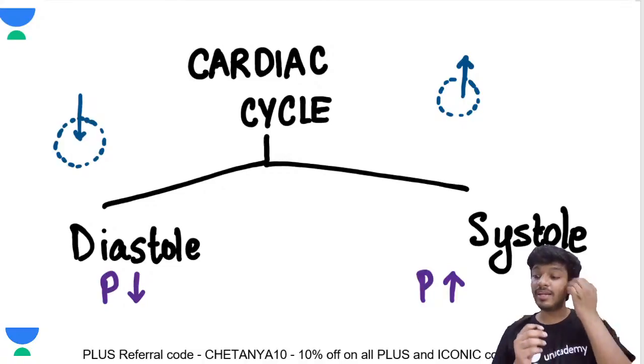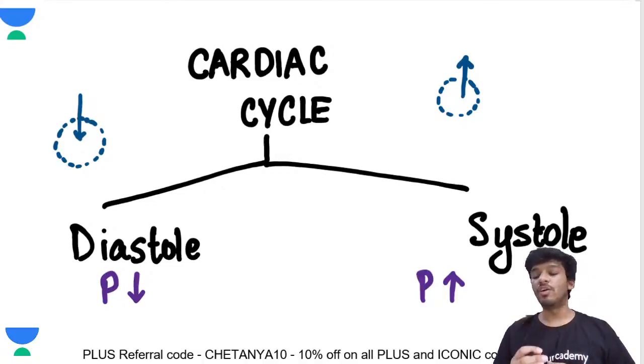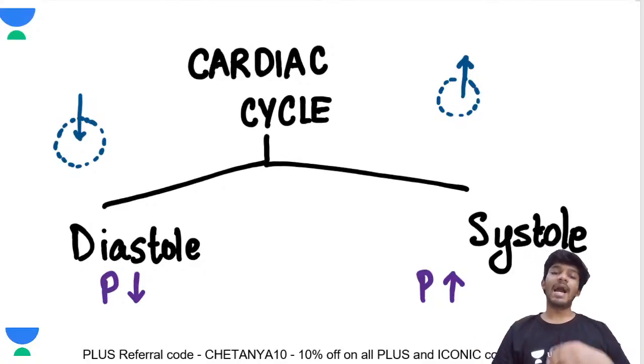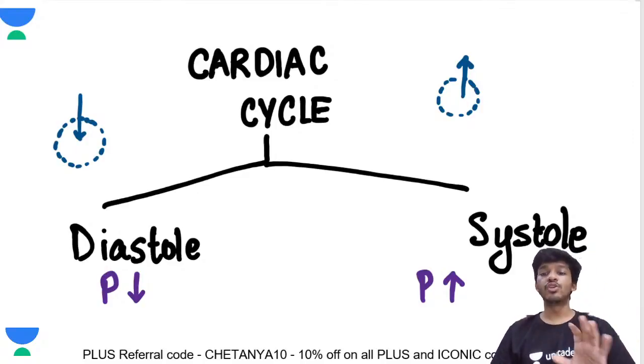Similarly, when do I call it ventricular systole? When the pressure of the ventricles is rising, that is called ventricular systole. And with respect to the body, your ventricles are the ones taken as a reference. That is the basic part you need to develop a concept of. Once this basic concept is built, everything else is going to be very much sorted.